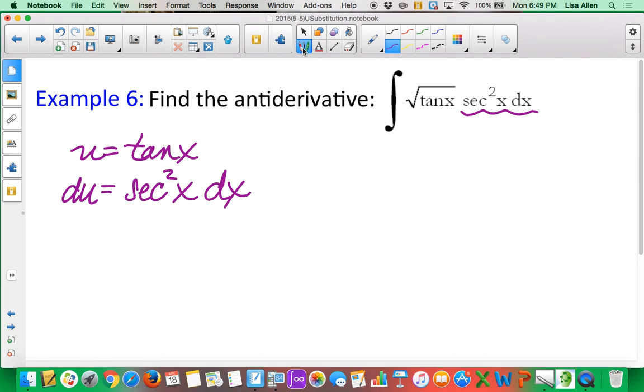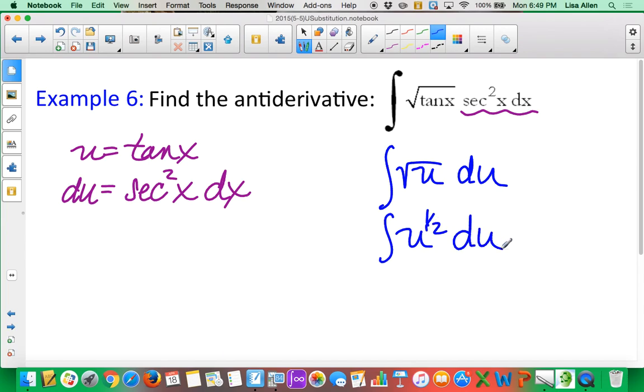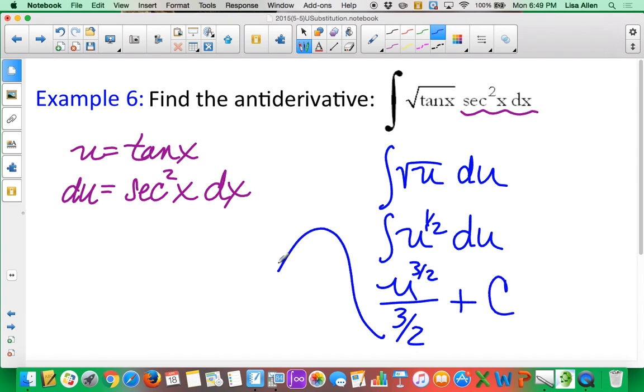So I'm going to just do a one-to-one substitution, and I get then the integral of the square root of u du, and I'm going to rewrite. So we have the integral of u to the 1/2 du, which gives me then, let's integrate, u to the 3/2 power over 3/2 plus c. So let's move over here this way. So then we can really finish this.